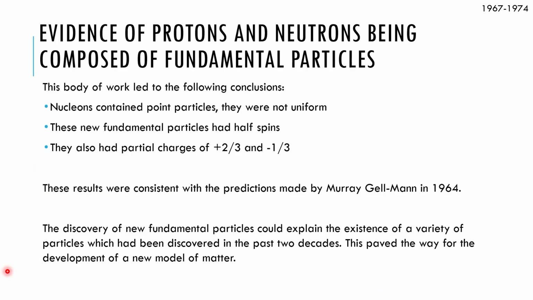So through these three experiments, we now had three very key conclusions, which again match with the work of Murray Gell-Mann from 1964. And that was that nucleons contain point particles, they weren't uniform, that these particles had half spins, and partial charges of either positive 2/3 or negative 1/3. These were later known to be the up and down quarks. And so while other particles that weren't just up and down quarks were yet to be discovered, it was assumed that the basic principles of Gell-Mann's work would apply for the other composite particles.